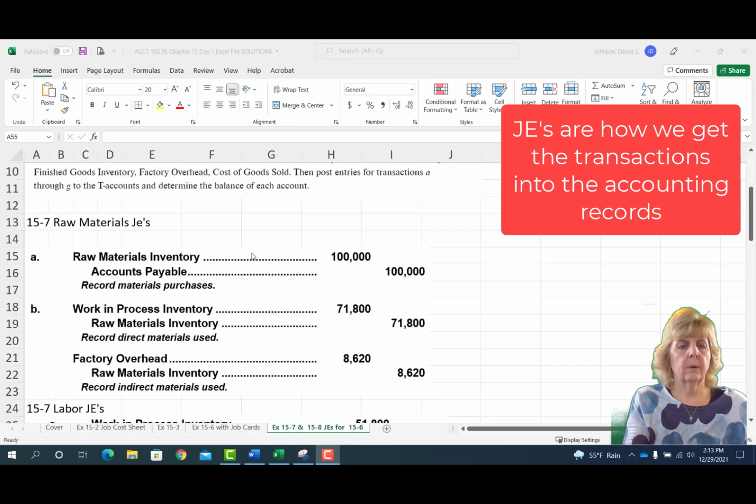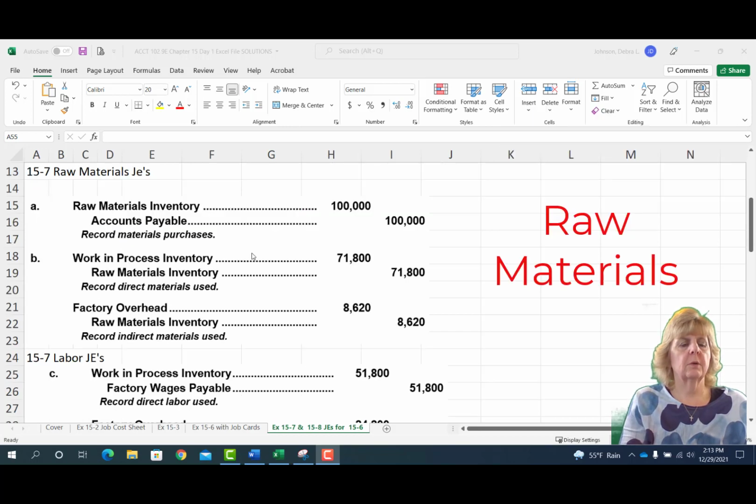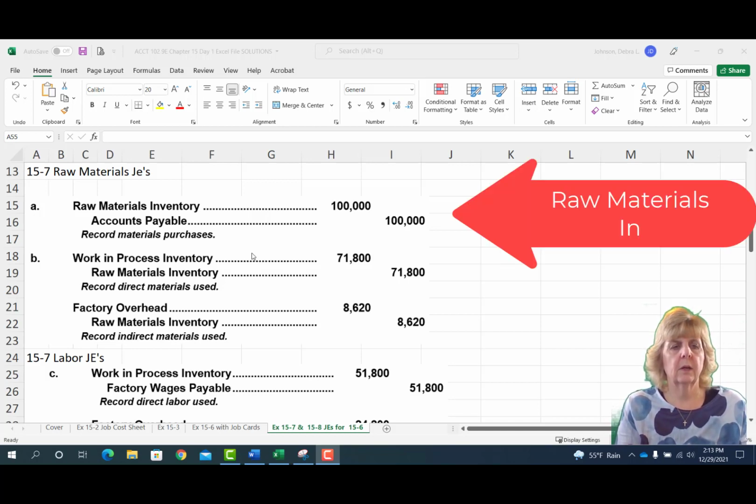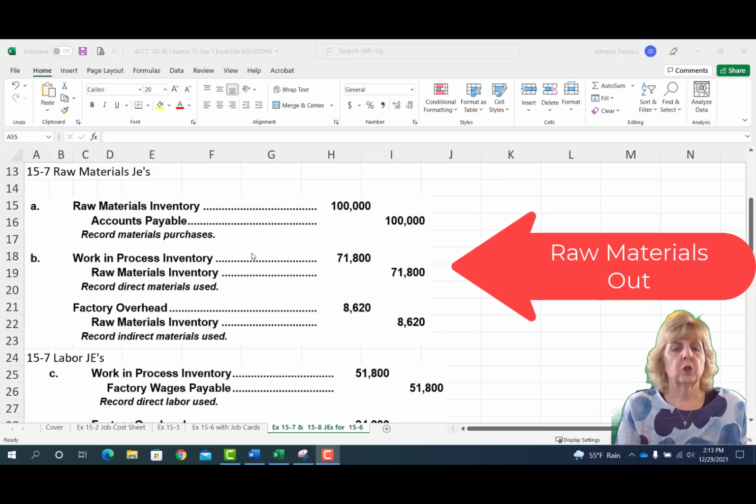Let me scroll up. For the raw material journal entries, remember, raw materials have 2 things basically happening to them. They come in, which you'll notice we computed and calculated on the T accounts in transaction A, and they get requisitioned out. Transaction B shows the direct materials that got charged directly to WIP, and the second part of letter B shows the indirect materials that were charged for general factory use.